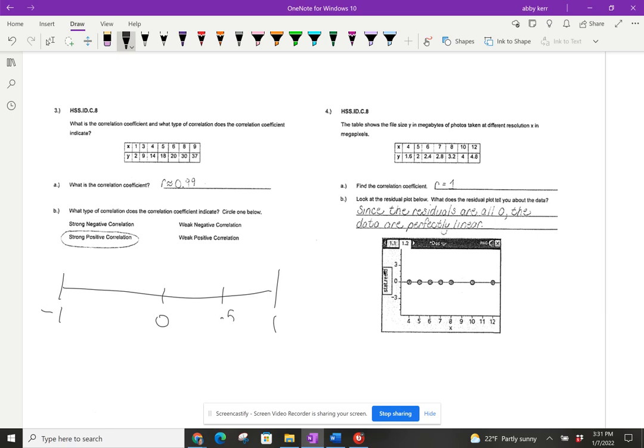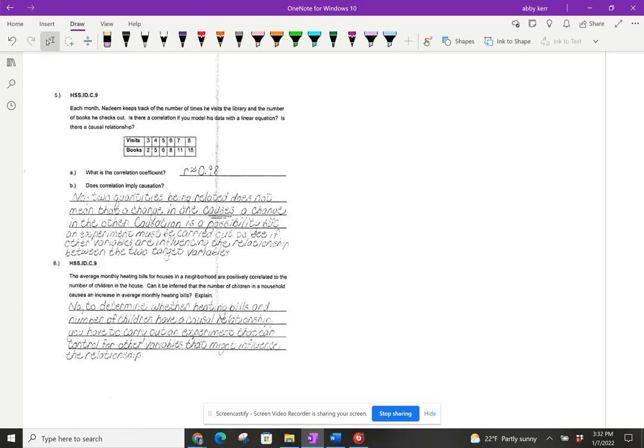So anything from 0.5 to 1 is considered strong positive. This would be weak positive. And then the same for this. This is strong negative. And then this would be weak. Now, number 4, R is a perfect 1. So the residuals are perfect. They are all on the x-axis, so it's perfectly linear. This is a strong positive.